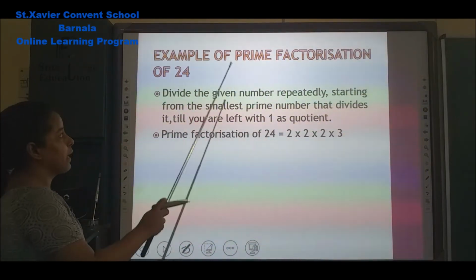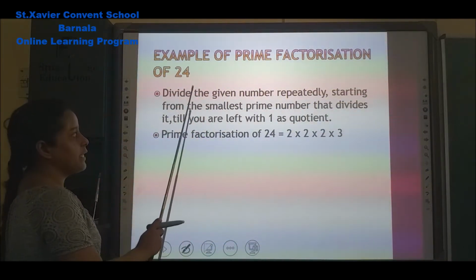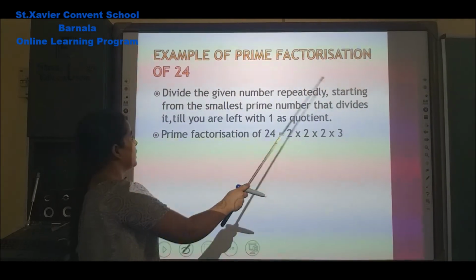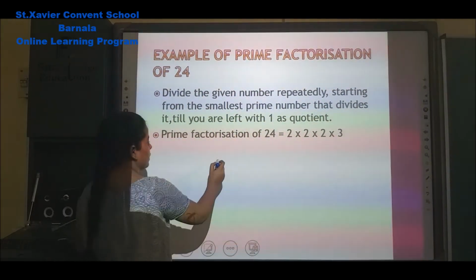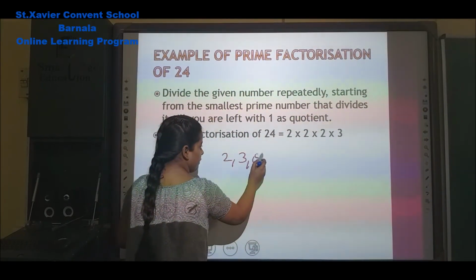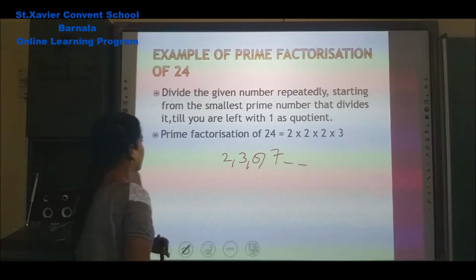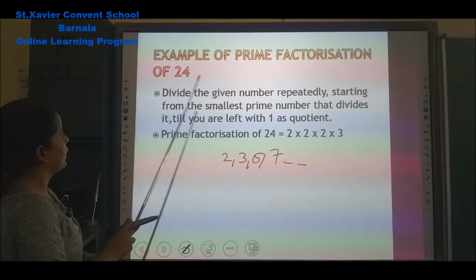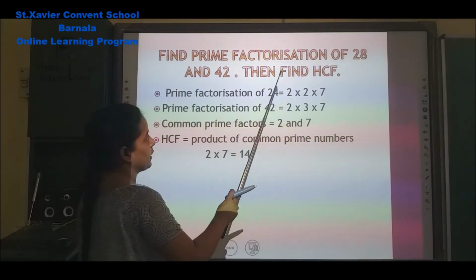So, an example of prime factorization of 24. First what we do is divide the given number repeatedly, starting from the smallest prime number. What is the smallest prime number? It is 2, then 3, then 5, then 7, and so on. So, the prime factorization of 24, 28 and 42, then find the HCF.